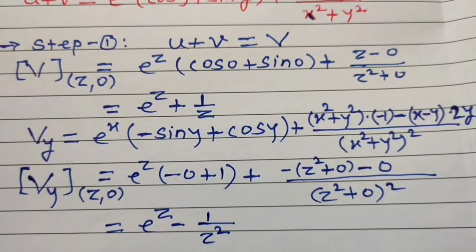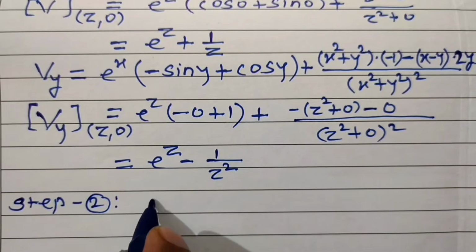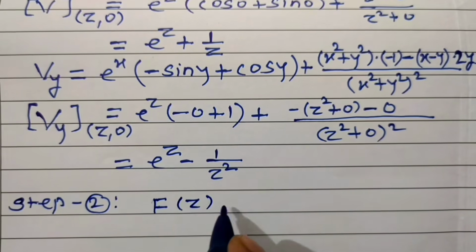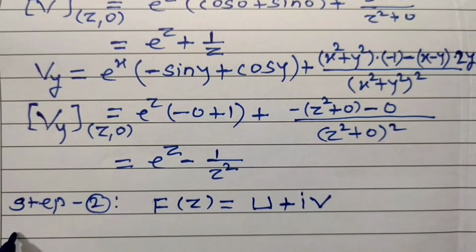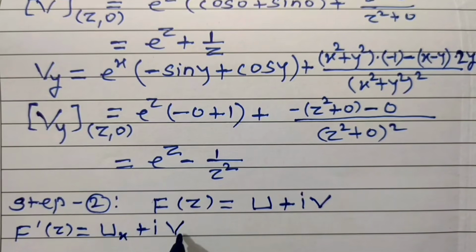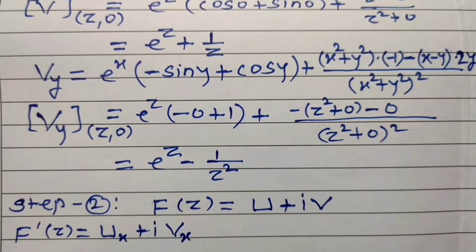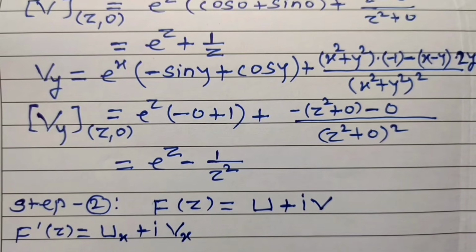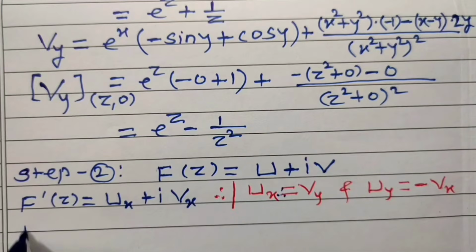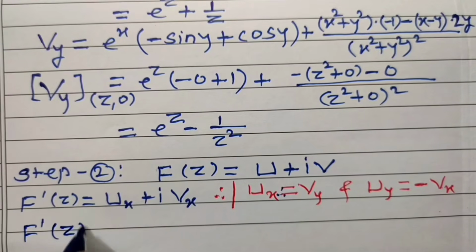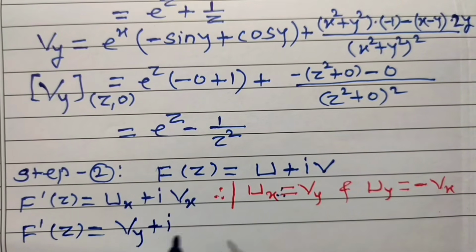Now step number 2. We have to find out capital F of z. So let capital F of z is equal to capital U plus I into capital V. Hence F dash z is equal to Ux plus I into Vx. But here V is given, capital U is not given. So apply Cauchy-Riemann equations and replace this capital Ux by Vy. Hence by Cauchy-Riemann equations, capital F dash z is equal to Vy plus I into Vx.